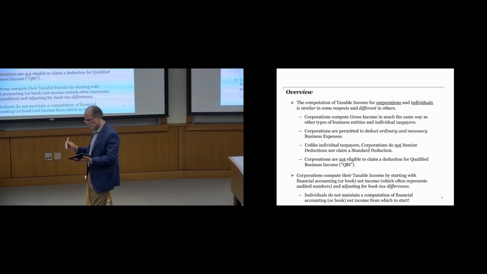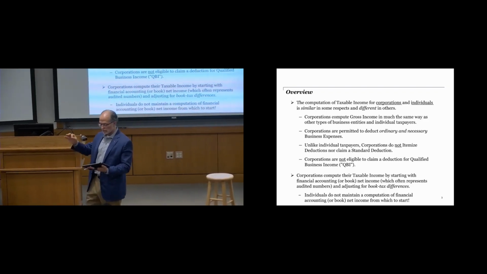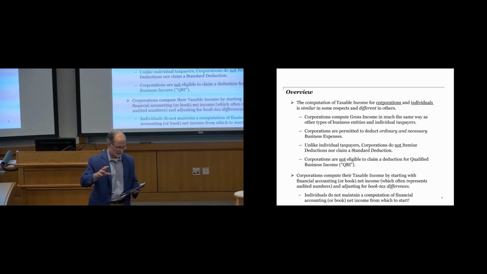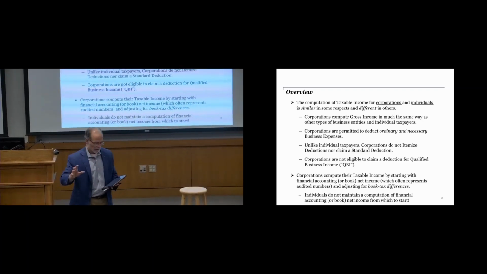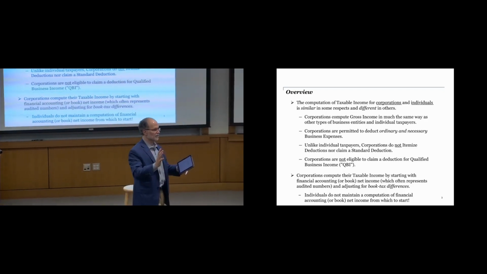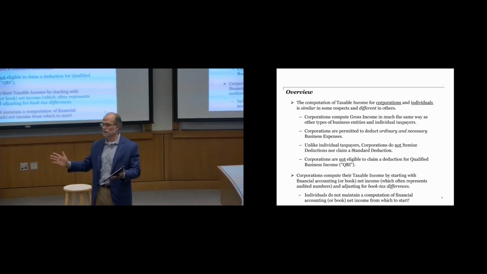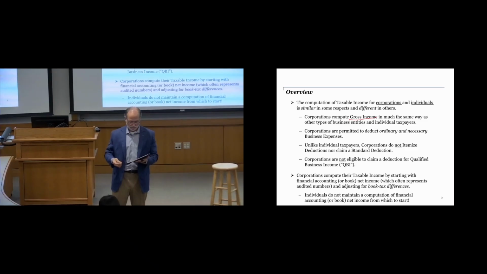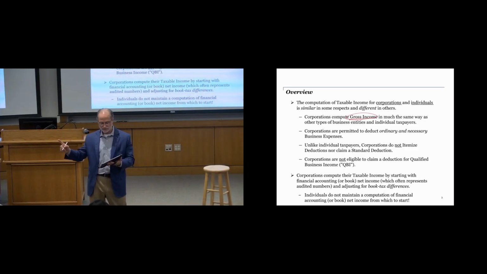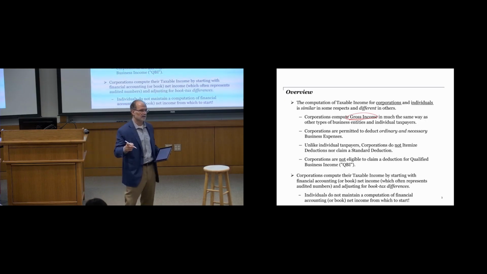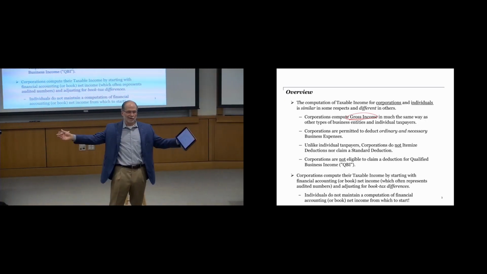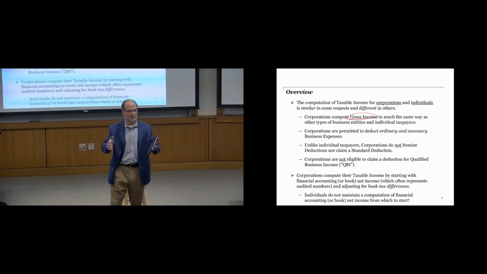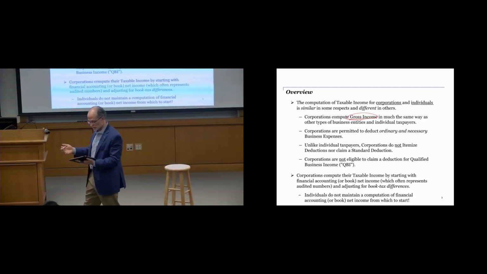So, those of you that took individuals, the computation of taxable income for corporations and individuals is similar in some respects. So you're going to see some things that look similar, but they're different in others, right? Because this is the corporate slice of the pie, not the individual slice of the pie. So the government's addressing these rules differently. Corporations compute gross income in much the same way as other types of business entities and individual taxpayers, right? Why? Power of the pen. The government wants gross income to be as wide as possible. They don't make it narrower for any particular taxpayer, right? So gross income is going to be similar.